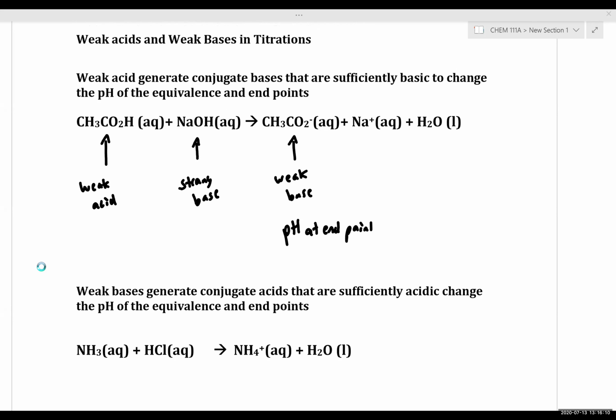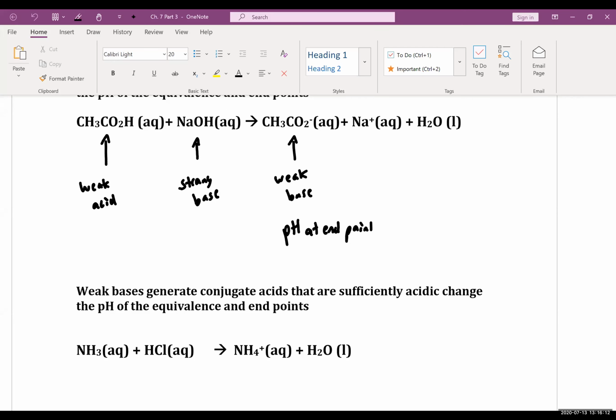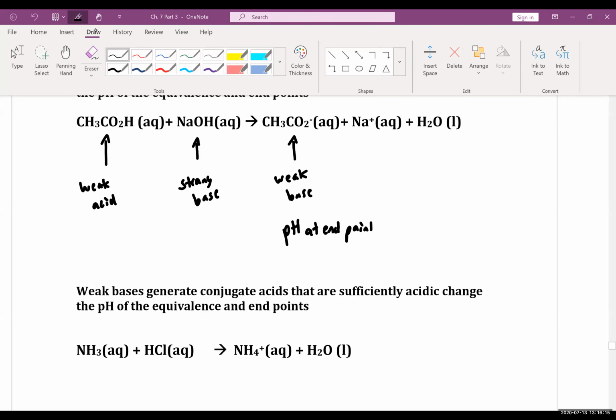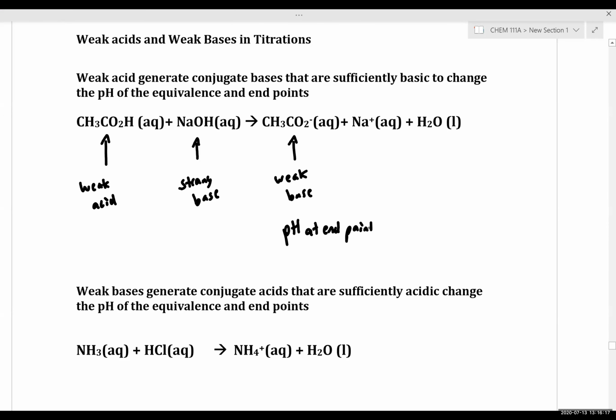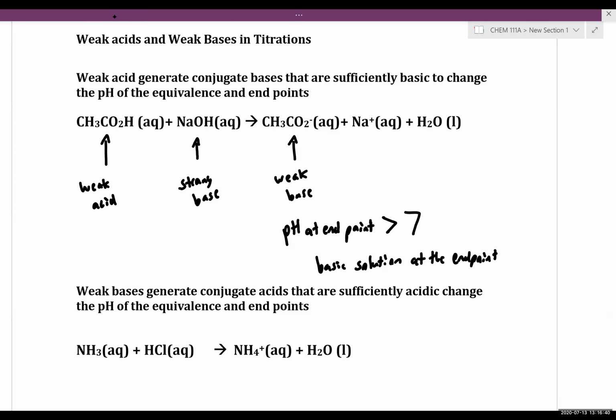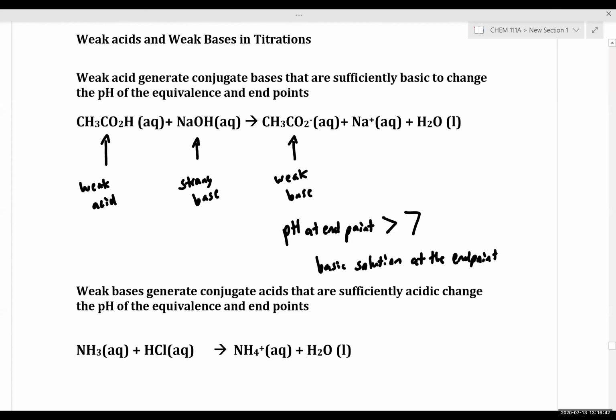Okay, perfect. So the main feature, because we have a weak base generated as our product, the pH at the end point will be greater than 7. So we will have a basic solution at the end point. Don't worry too much about that for now. It's just one quirk when you're titrating a weak acid.